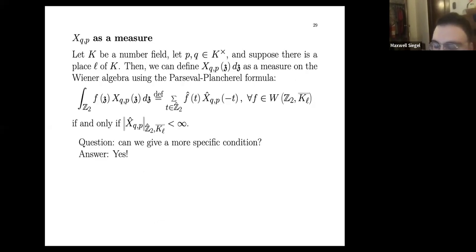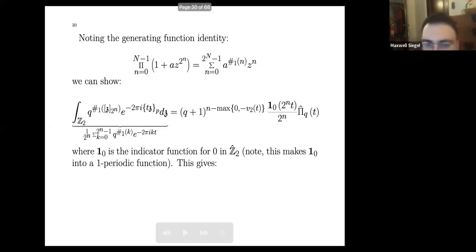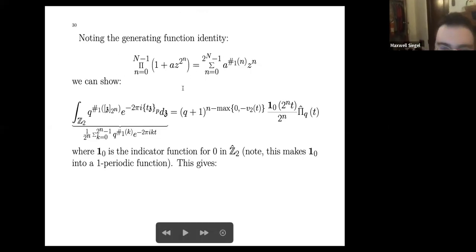So now using Wiener algebras, we can interpret x_{q,p} as a measure. In order to do this, all we need is for there to be a place ℓ of k so that x_{p,q} hat is ℓ-adically bounded uniformly over Z_2 hat. This then allows us to use our Parseval-Plancherel formula to define x_{q,p} dz as a measure on the 2,ℓ-adic Wiener algebra. In fact, with a little more work, we can make the condition for x being a measure even more specific. We note this very important generating function identity.